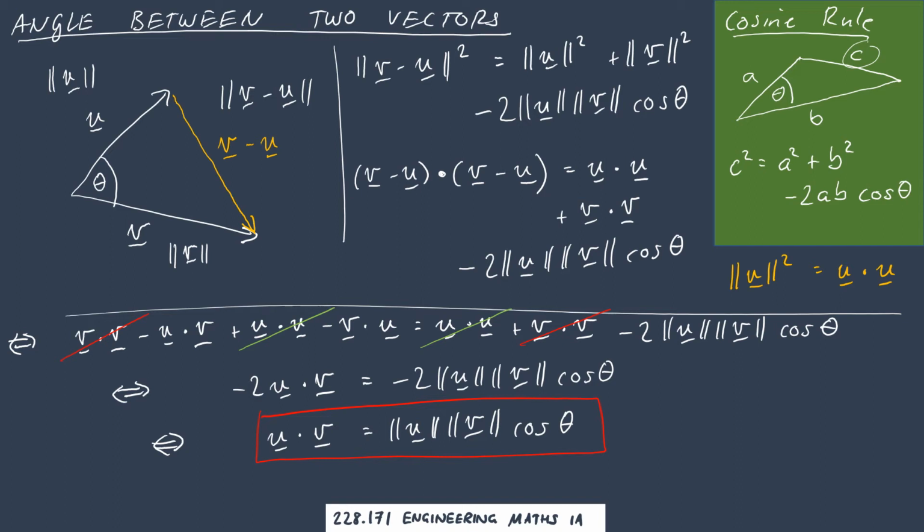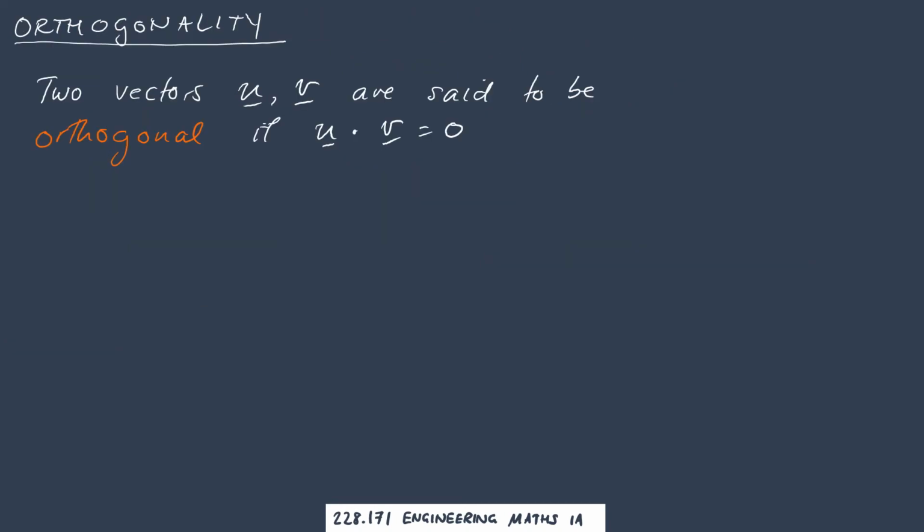If we want to actually find the angle, we just rearrange it to have cos theta is u dot v over the length of u, the length of v, and then we calculate that and take the inverse cosine to get our answer in radians. Before we work through a problem where we find the angle between two vectors, we're just going to also define quickly the concept of two vectors being orthogonal.